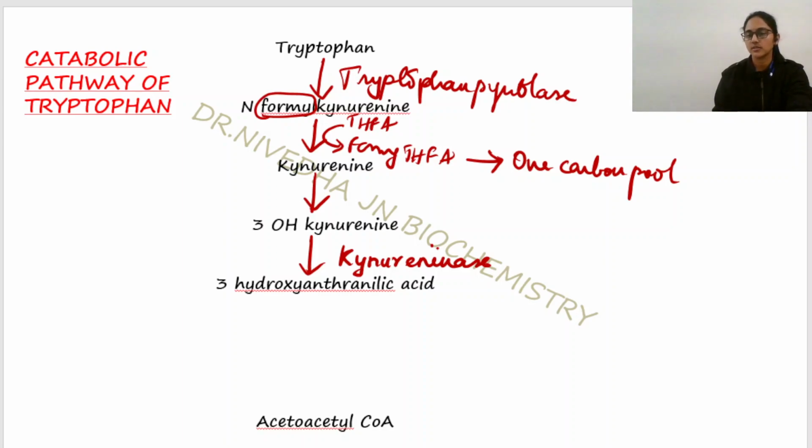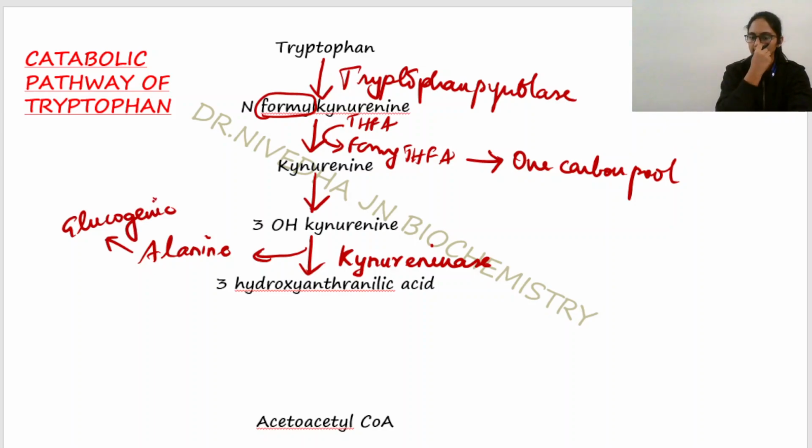Now this reaction is important. In this reaction, it also releases alanine. The release of this alanine makes this amino acid glucogenic. Now kynureninase is an enzyme which is dependent on pyridoxal phosphate.